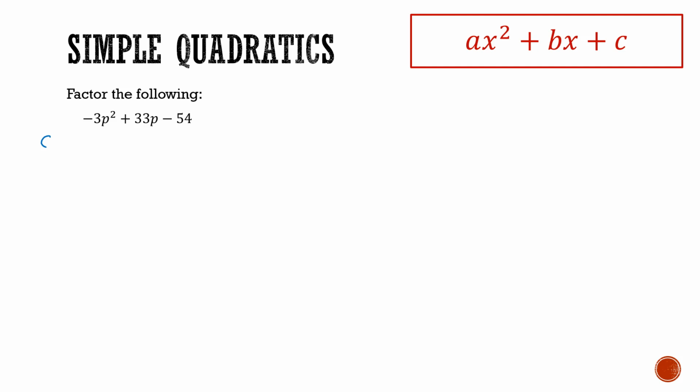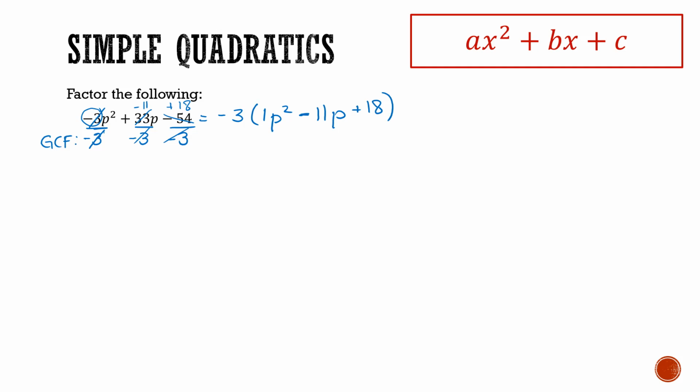First things first, let's look for the greatest common factor. I can see that 3 goes into each term here, but I want this p squared term to have a coefficient of positive 1, not negative 1. So I'm going to take this a step further and factor out negative 3 from all these terms instead. So now I have negative 3 times: negative 3 divided by negative 3 cancel each other out, leaving me with 1p squared. 33 divided by negative 3 leaves me with negative 11, so I'm going to have minus 11p here. And negative 54 divided by negative 3 leaves me with positive 18, so I'm going to have plus 18 for this last term.